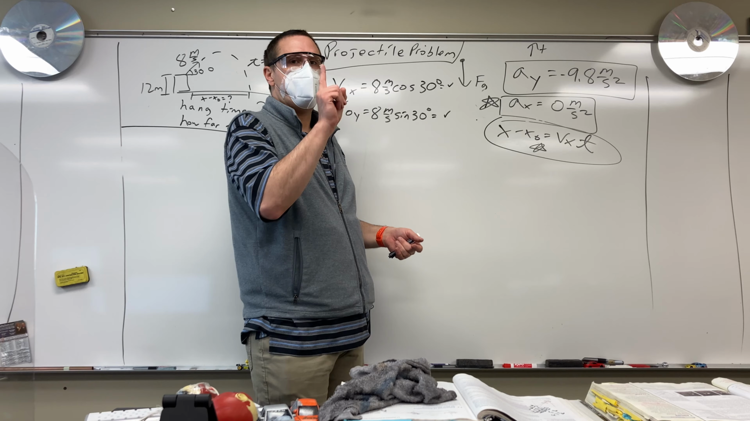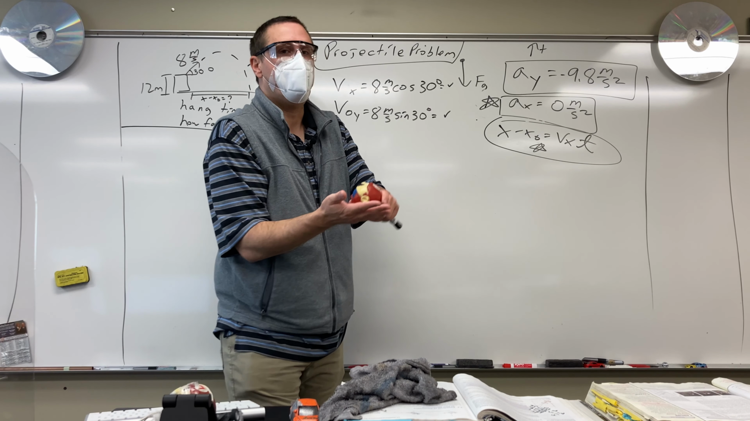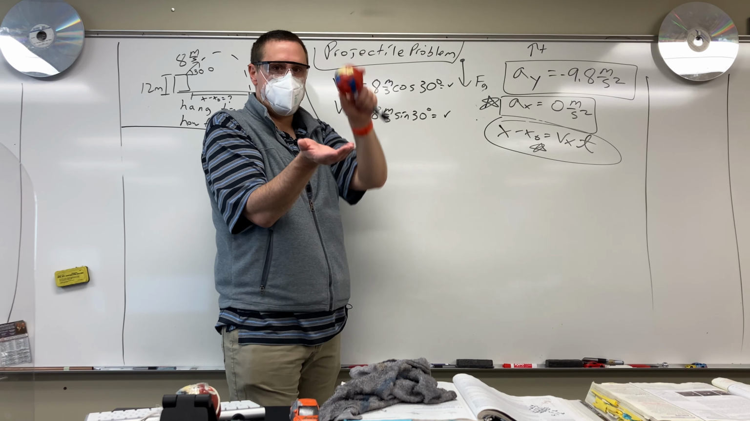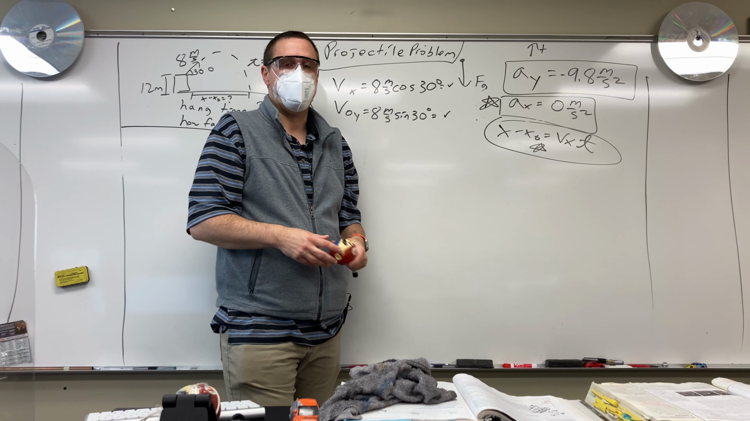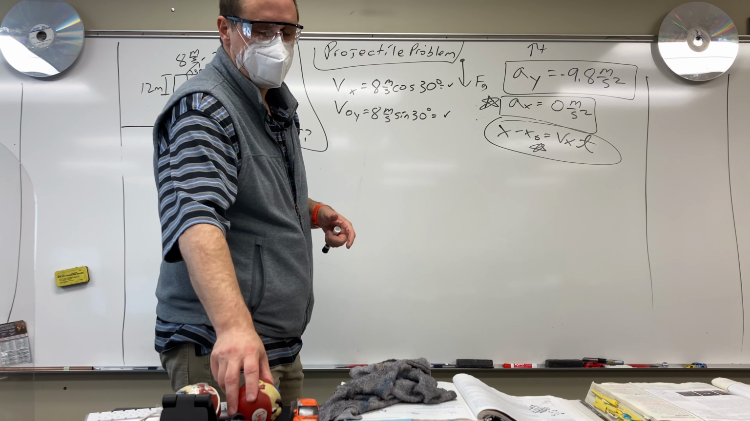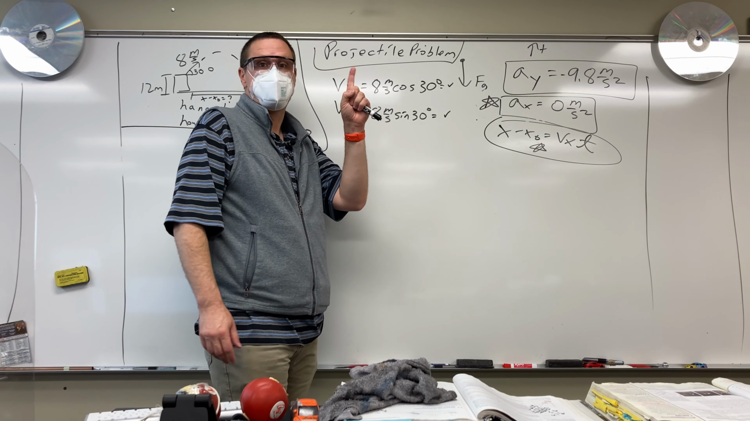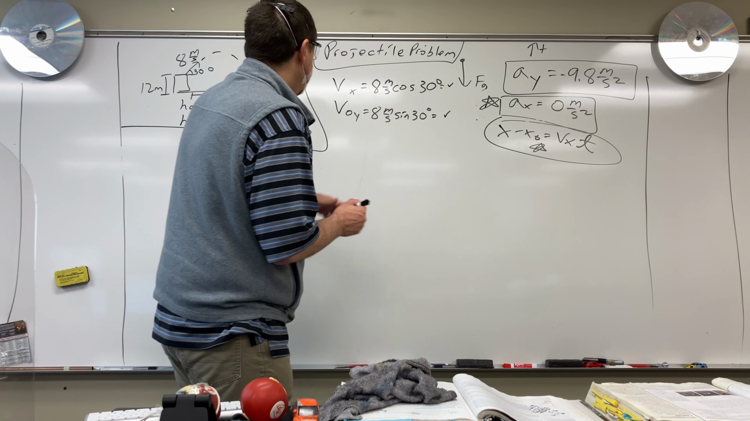This thing is going to be fired up. It's going to go up off the cliff, and then it's going to start to come back down again, keep going, and hit the ground down below. So that velocity in the y direction is changing magnitude and direction, because sometimes it's going up, sometimes it's going down. So that's what you would do there.